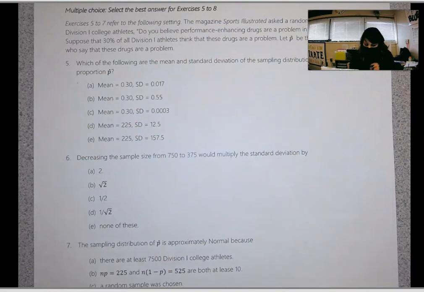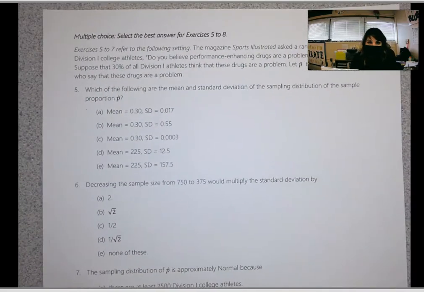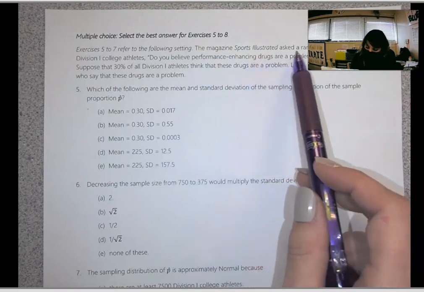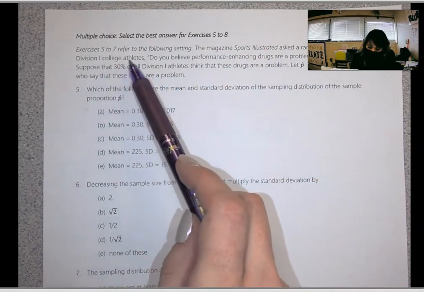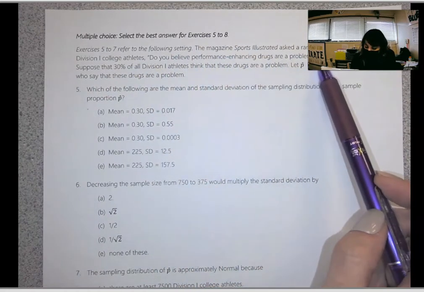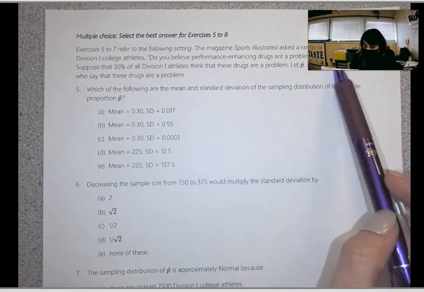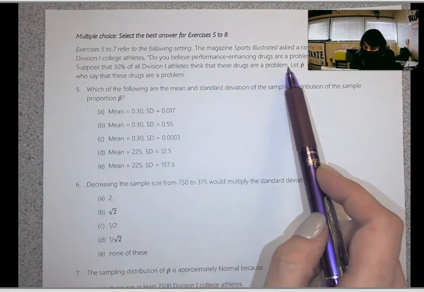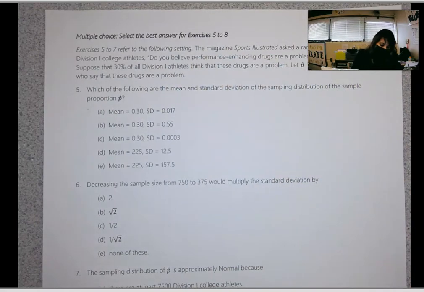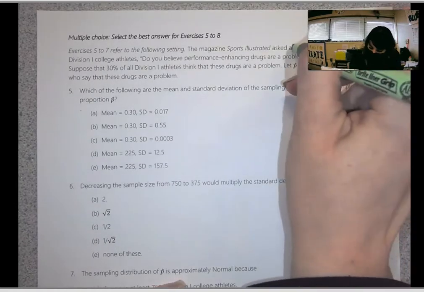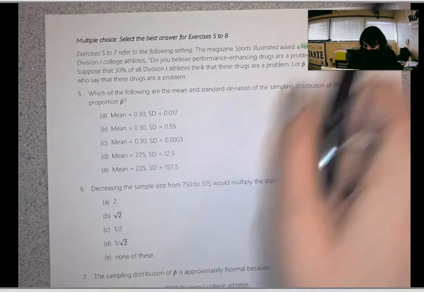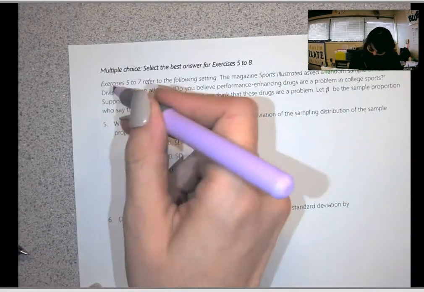Now the last up is our multiple choice, and there is one that's particularly challenging. I'll spend a little bit of time on that, but the other ones hopefully were pretty easy for you. So the magazine Sports Illustrated asked a random sample of 750 Division I college athletes, do you believe performance-enhancing drugs are a problem in college sports? Suppose that 30% of Division I athletes think that these drugs are a problem. Let p-hat be the sample proportion that say they are. So we have a random sample of 750, so n is 750. And they're telling us that we have a true p of 30%.